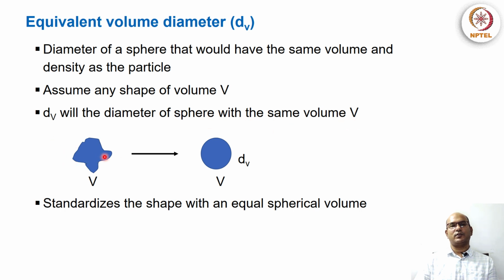So here we have an irregular shape with different widths in different dimensions or different axes, and then we can standardize this to be a uniform sphere of the same density but with the same volume. The radius of the sphere itself will be much different than the length dimension of the actual particle, but the total volume is the same. So as we can see, this equivalent volume diameter is basically standardizing the shape with an equal spherical volume. So this is one.